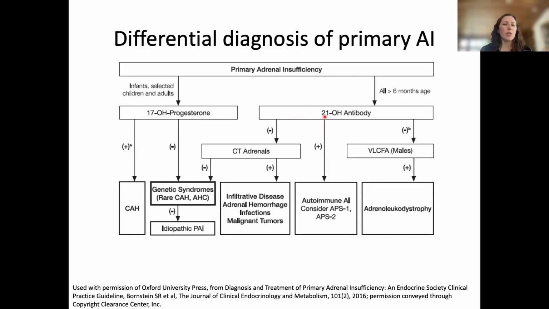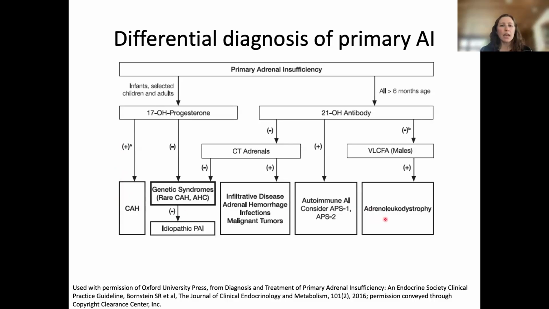If you have checked a 21-hydroxylase antibody and it's negative, you should proceed with an adrenal CT scan to look for the presence of infiltrative disease, adrenal hemorrhage, infections, or malignant tumors as a potential cause of the primary adrenal insufficiency. In infants and selected children and adults, you should obtain a 17-hydroxyprogesterone, again, to rule out or in congenital adrenal hyperplasia, as we discussed at the beginning of this slide.